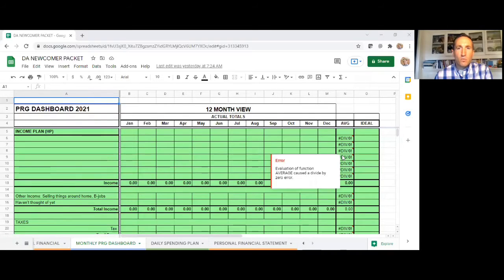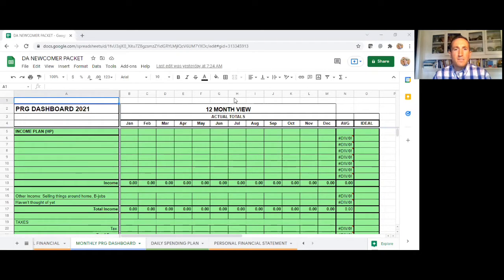put that now into video number 5, which is what we're going to talk about today, which is the PRG Dashboard. So let's take a look at what the PRG Dashboard looks like and sort of why we created it. Okay, so this is the 12-month view. Once we have 1 month of data, we can put the information into the spreadsheet. I called it the PRG Dashboard because this is what my PRG guys said.